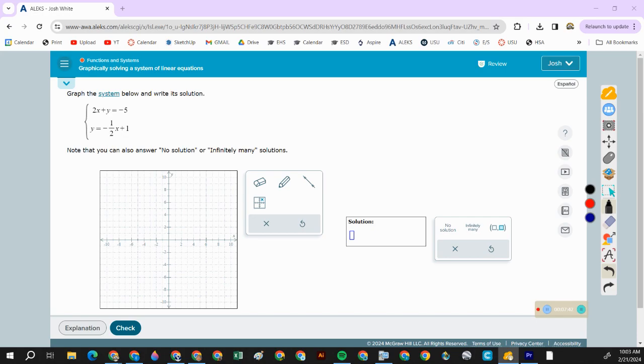All right. So to graph this one, we start at 1 and we go down 1 over 2. And then the easiest way to graph an equation in standard form is to cover the x, and you get a y-intercept of -5, and then cover the y, and you get an x-intercept of -2.5, and then just figure out where those touch.